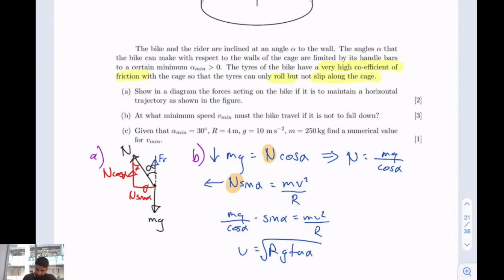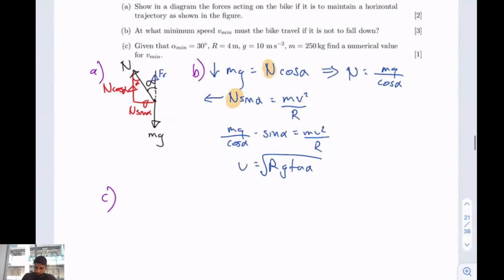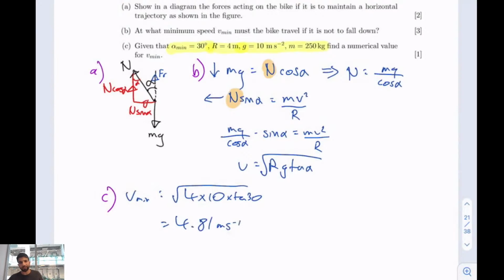And part C is more straightforward because we are substituting some values in. We are given alpha, we are given the radius, g, and m. So we need to substitute these in. We find the minimum velocity as the square root of 4 times 10, which is g, times tan 30. And that should give you 4.81 meters per second.